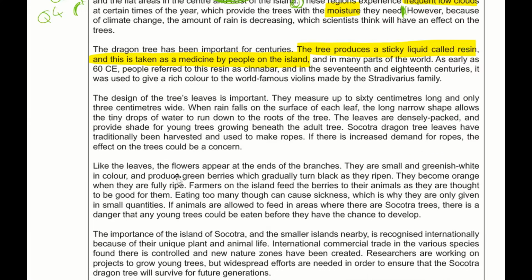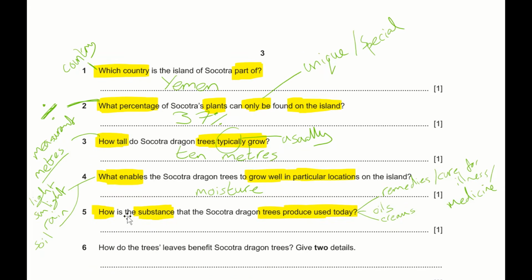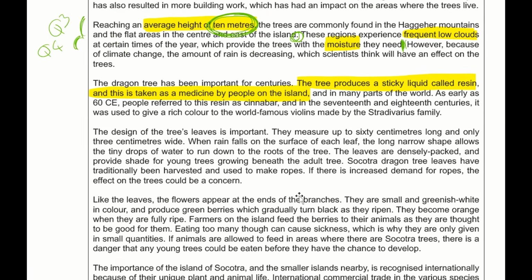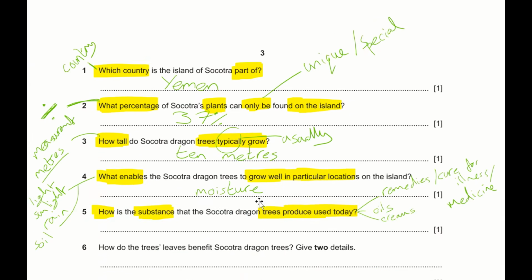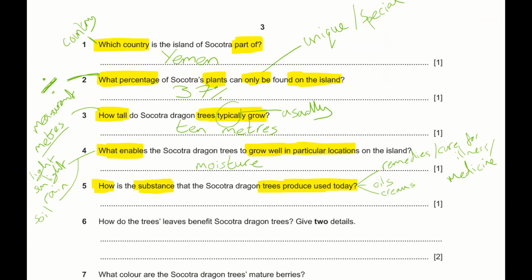Now, let me just remind myself of what the question was, because I don't need all of that writing. How is the substance used today? Okay, as a medicine. So let's get rid of all of this. I just need, it's used as a medicine. And you can see, actually, one of the words that I guessed was the same, medicine. But even had I not guessed medicine, oils, creams, remedies, cures for illnesses, they were all very close and related.